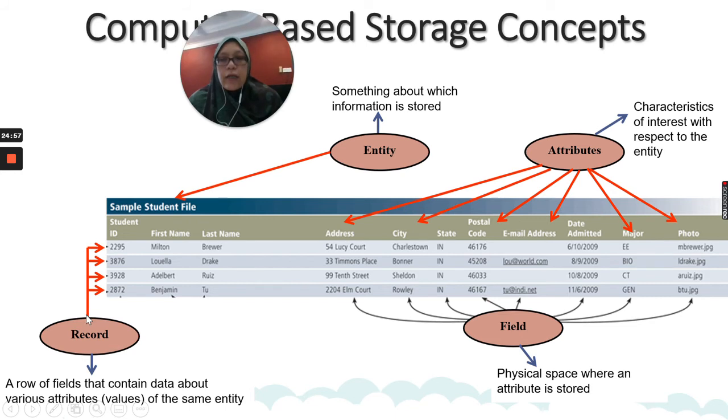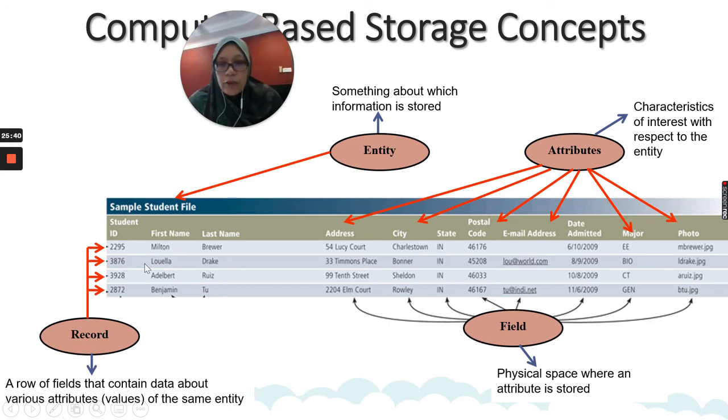So records, if we refer to the table here, represent rows. Okay, if you notice here, each row will represent many attributes that refer to one entity, one student, kan. So the row of fields contains data about various attributes of the same entity. Contohnya kat sini entity nama Milton. So each row is about Milton. Dia punya address, dia punya photo, email address and so on.